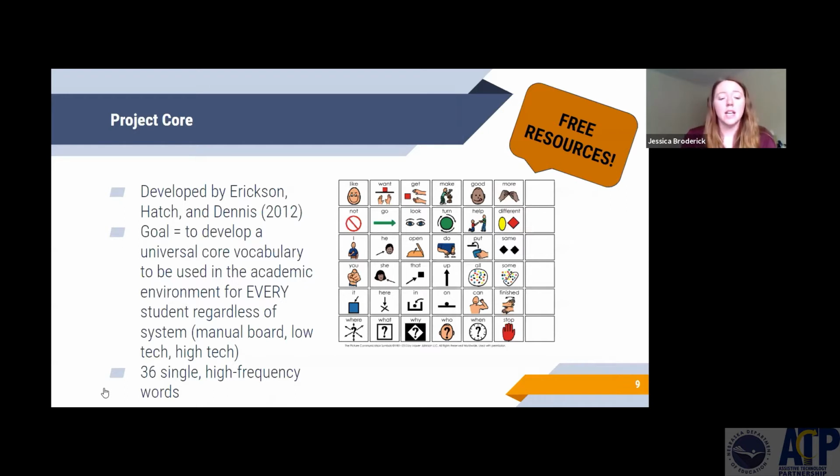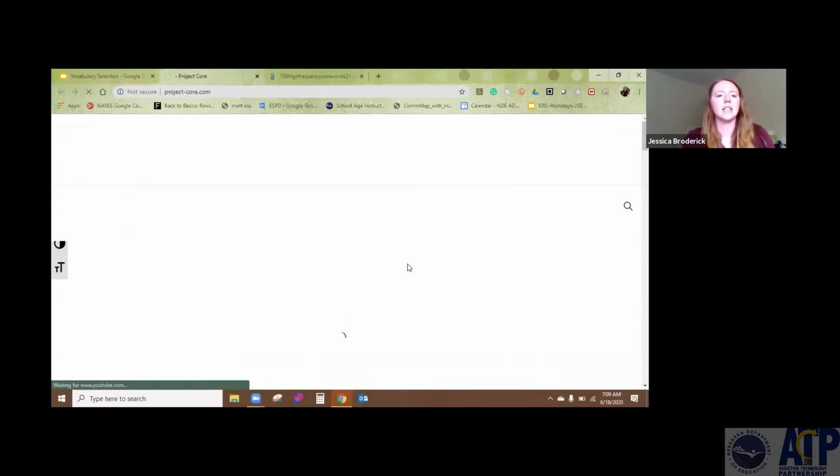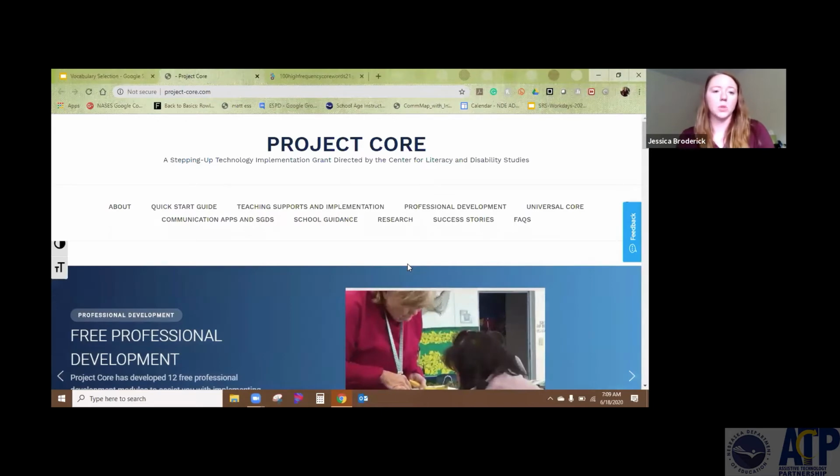And so through their studies, what they came up with was this set of 36 high-frequency single words. And you can see those on the right-hand side in the picture there. So they have things included like go, she, in, on, question words, stop, same, different, more, those kinds of things. So those are things that can be used across environments and across students. So you can access this. It's an online, free resource at project-core.com. If you just Google that, it'll bring you right to it.